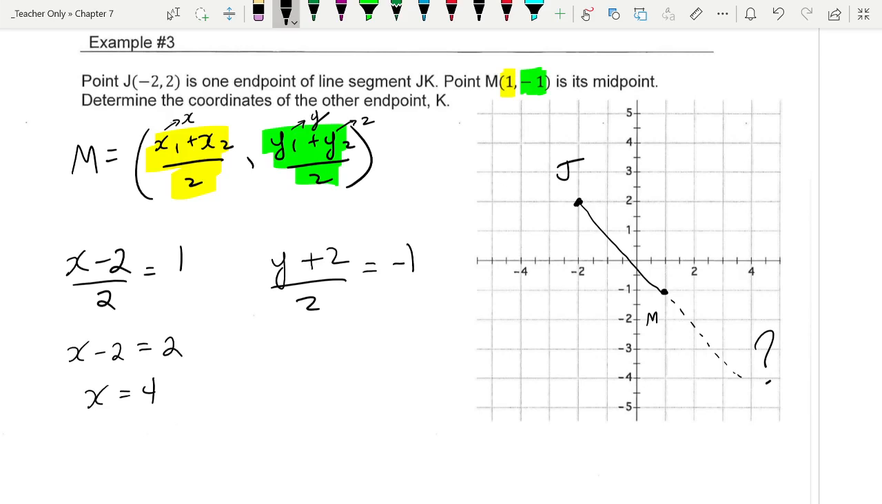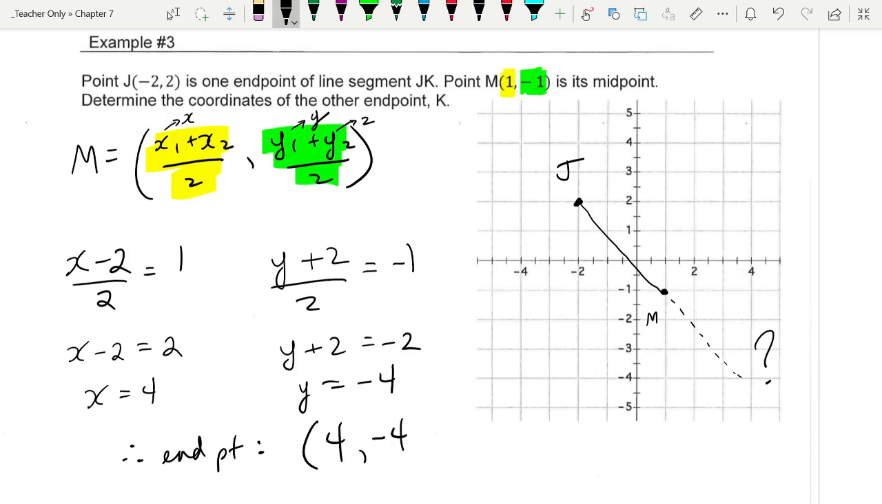Could I make an equation that has both x and y in it? No, because they're actually two completely different directions. You couldn't mix them together in an equation unless you tried to do Pythagoras or something. That'd be a little complicated for this. So times both sides of the equation by 2, minus 2 from both sides, and there's my midpoint, or sorry, my end point. End point is 4, -4.